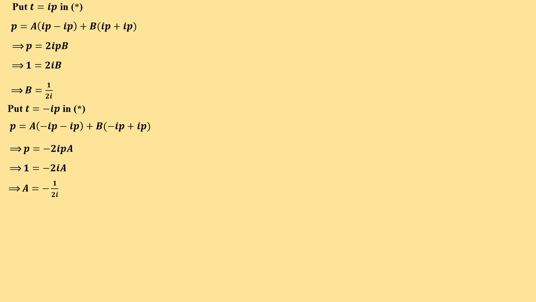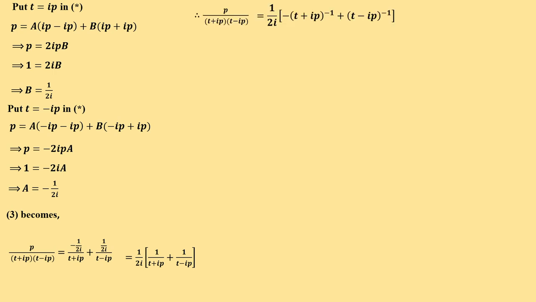So we are putting the value of a and b in equation number 3. So 1 by (t plus ip)(t minus ib)... which is equal to a times minus 1 by 2i by (t plus ip), plus b times 1 by 2i by (t minus ip). So 1 by 2i is common, take it outside: 1 by (t plus ip) plus 1 by (t minus ip), right? So that is equal to 1 by 2i. Taking (t plus ip) to the numerator, (t plus ip) whole power minus 1 plus (t minus ip) whole power minus 1. That is equation number 4.